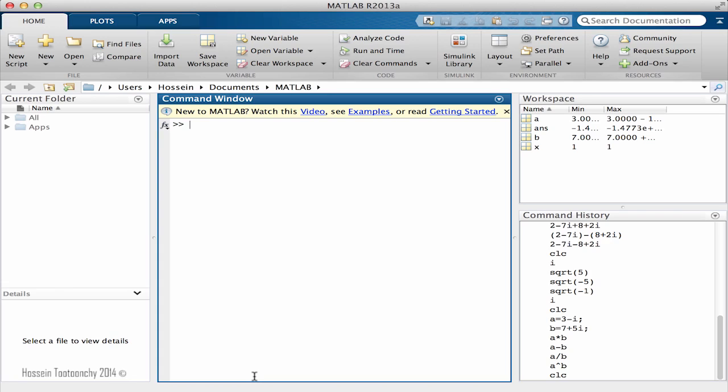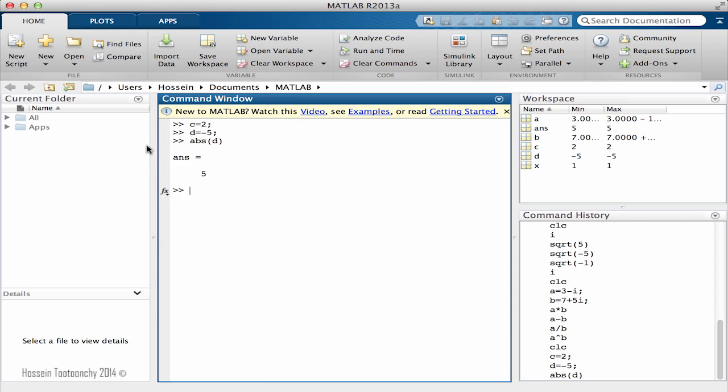The first one is abs. If you remember previously, when we have a number, let me define a new one. Let c equal 2, and also d equal -5. All right, so I defined two new variables. One is positive, the other is negative. Now, if I do abs of d, the result is going to be 5. And what it does, as we know, is just make this positive.